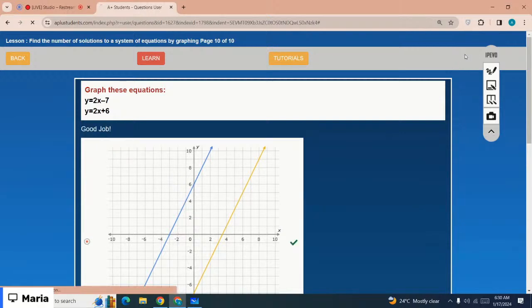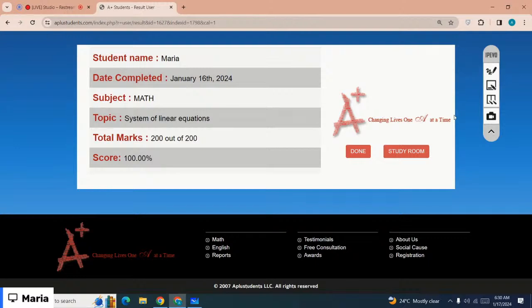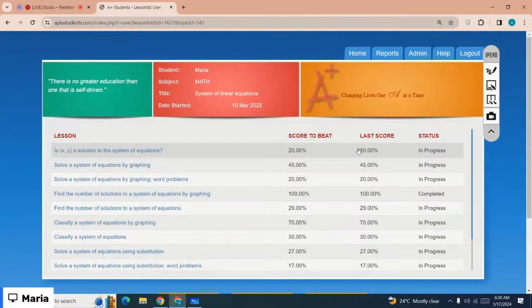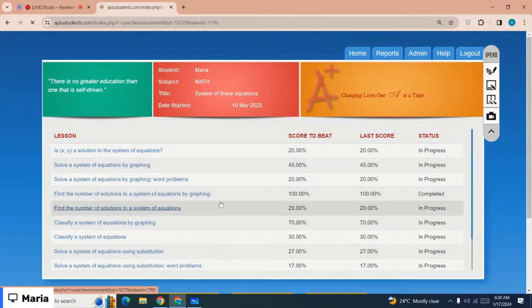Okay, we are done with this lesson. Let's move on to the next lesson. The next lesson is finding the number of solutions to a system of equations.